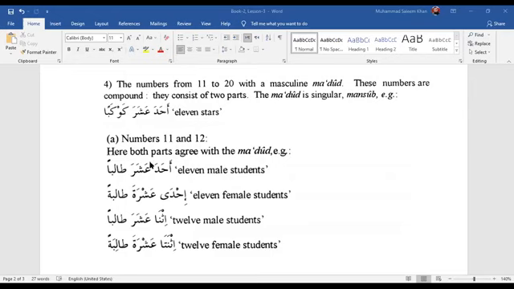So we will only focus on 11 and 12, and inshallah from 13 to 20, we will talk about them tomorrow, because I would like you to focus on 11 and 12 first, and then inshallah we will proceed.